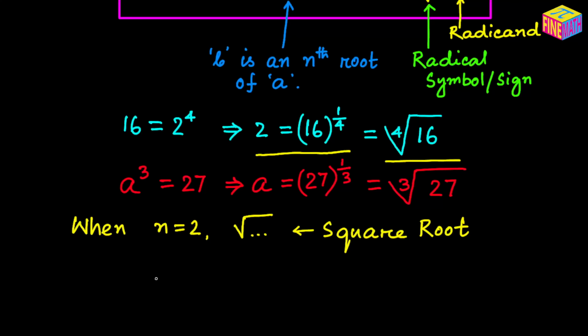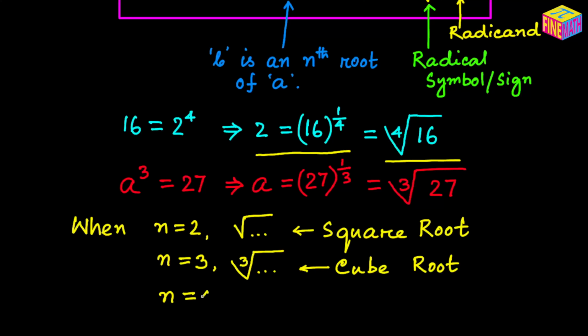Now how about a cube root? For the cube root, the index will be 3, and we have to write that little index there. Then you will have the radicand inside the radical symbol, and this is called the cube root. So the first one was the square root when n equals 2, and when n equals 3, it is called the cube root. If n is 4, we write it as the 4th root of the radicand. Similarly, if n is 5, it is read as the 5th root, if n is 6, the 6th root, and so on.